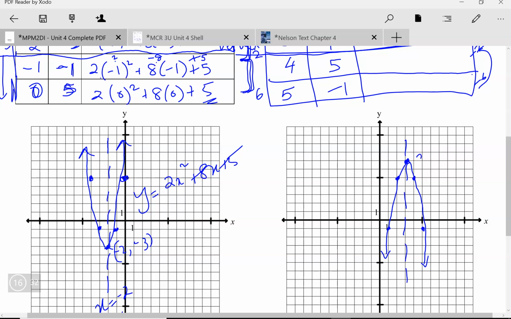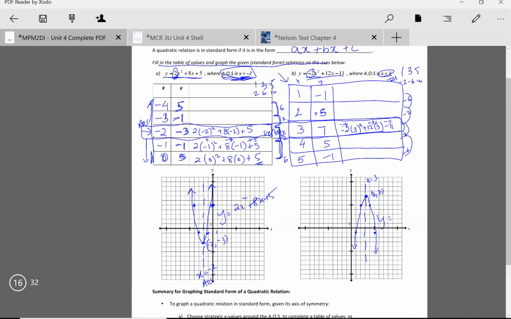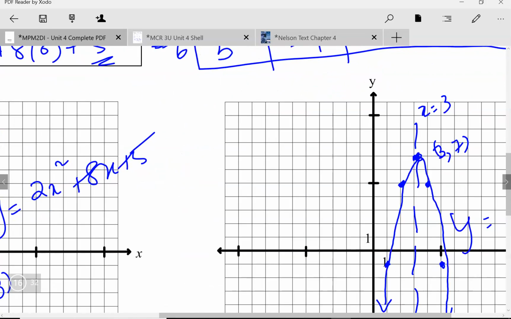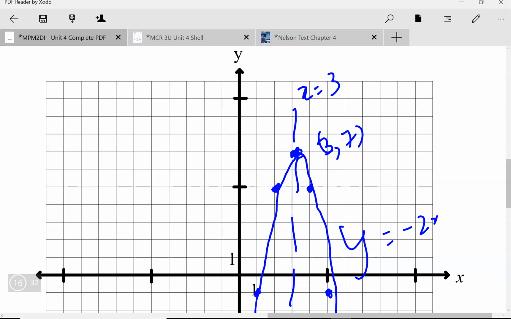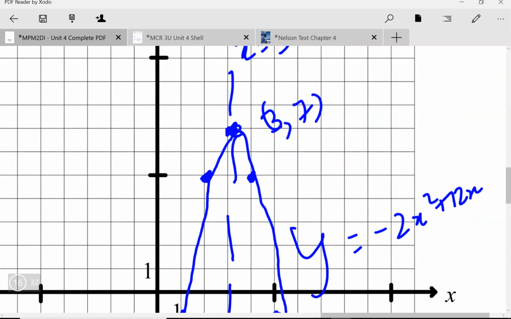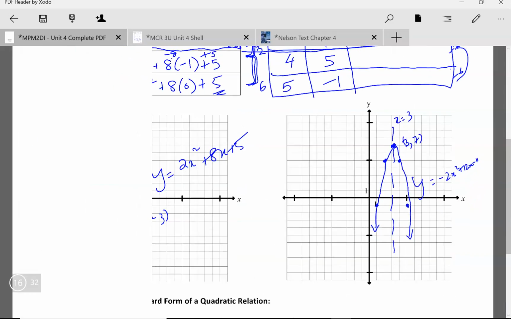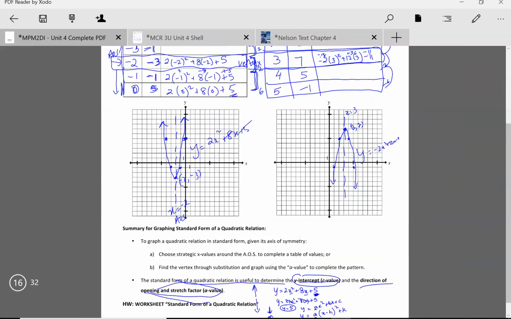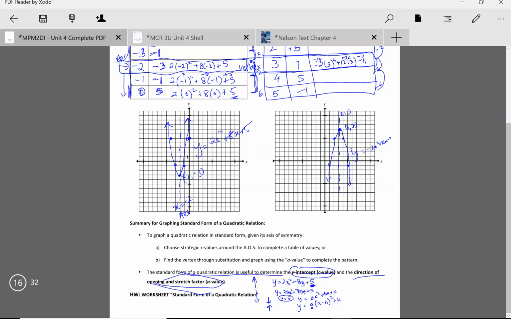My vertex is 3, 7. X equals 3 is the axis of symmetry. And my equation is y equals -2x squared plus 12x minus 11. There we go. And that's our graph. So again, we didn't really learn anything fundamentally new here.